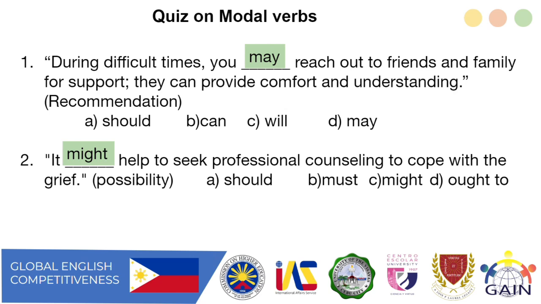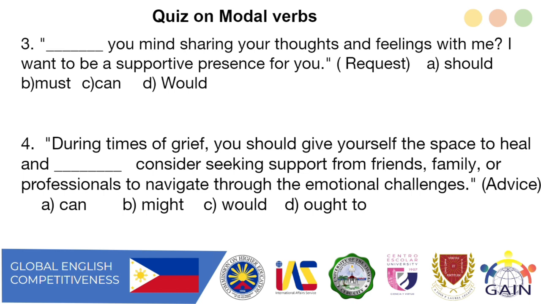We still have number 3 and number 4. Number 3, our sentence is, blank you mind sharing your thoughts and feelings with me? I want to be a supportive presence for you. So it's a modal of request. A, should, B, must, C, can, and D, would. Our answer is would.